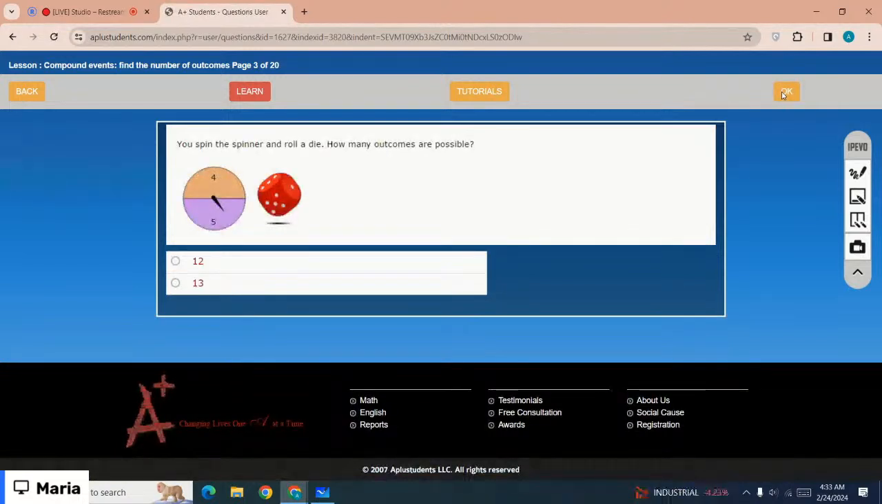Okay, the next one is you spin the spinner and roll a die. How many outcomes are possible? So which is the correct option? The correct option is, yes, that is 6 times 2. The correct option is 12. Option number 1 is the correct option. Very good.